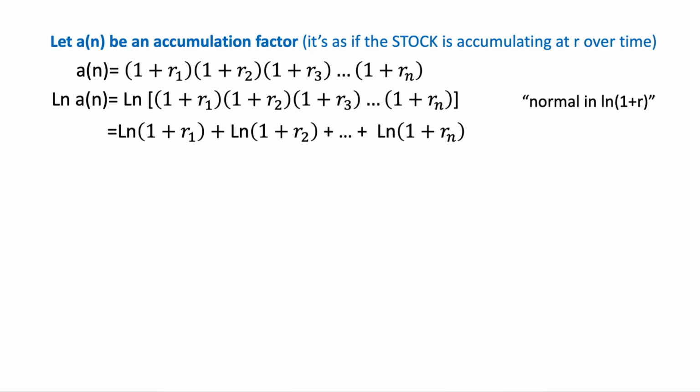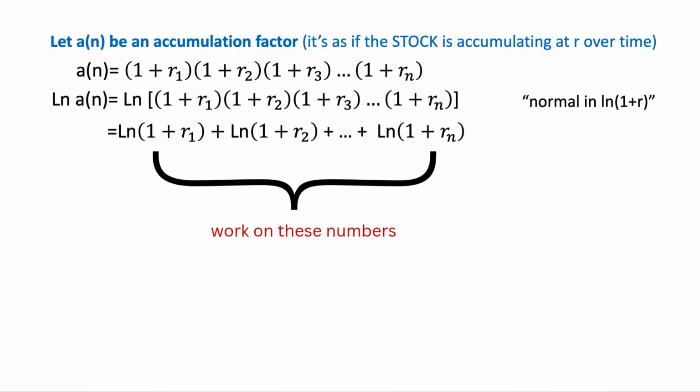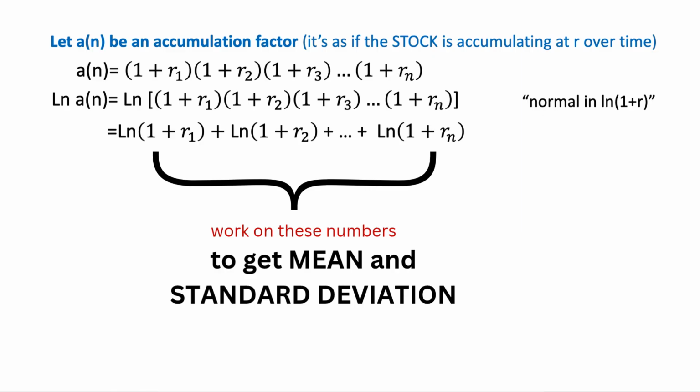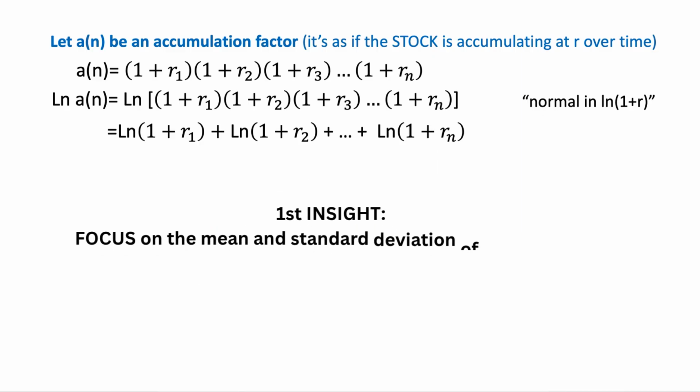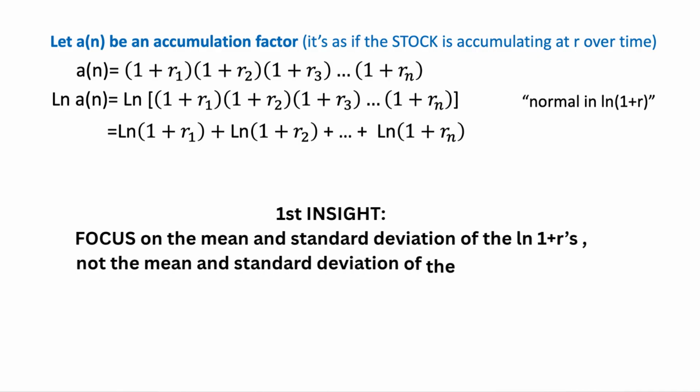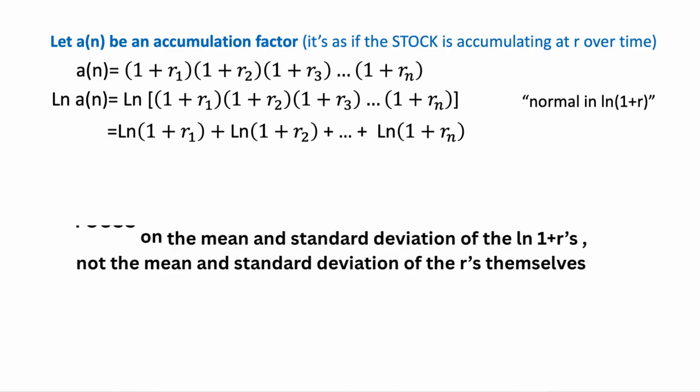So this is what it looks like. Here we get the average of the ln's and the standard deviation of the ln's to get the average and standard deviation. And this leads us to the first insight. The mean and standard deviation of the ln 1 plus r's is the key point here, not the mean and standard deviation of the r themselves as we used to do working on Markowitz portfolios. So let's move on.